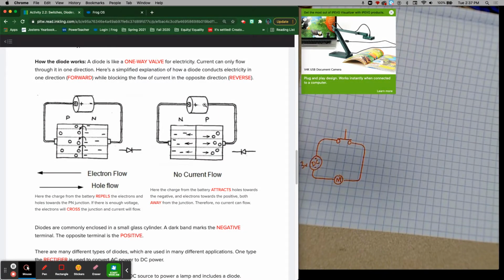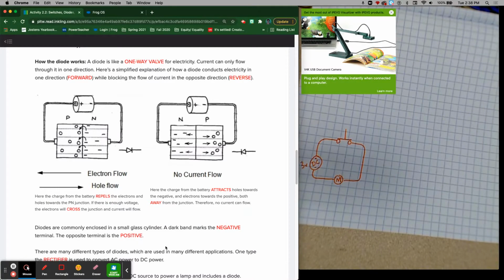So we have these negatives and these positives, opposites attract. Okay, and same thing on this side. So since the battery attracts the holes towards the negative and the electrons towards the positive, both are moving away from this middle part. So no flow can go. Okay, a lot of teachers that I've seen online have referred to this little line as the can't line. It cannot flow from the line back into the funnel. It can only flow from the funnel across the line.